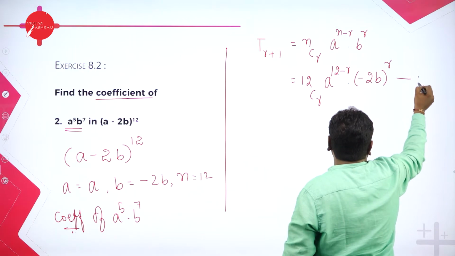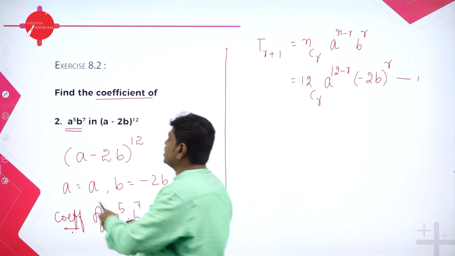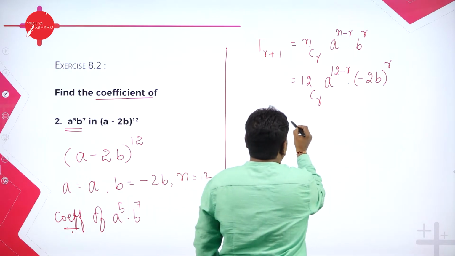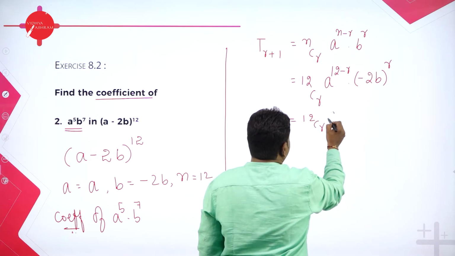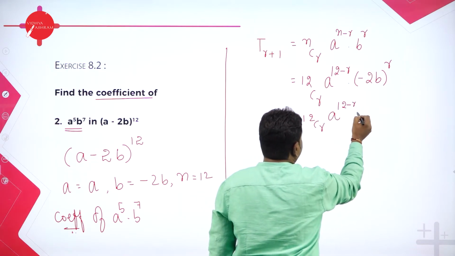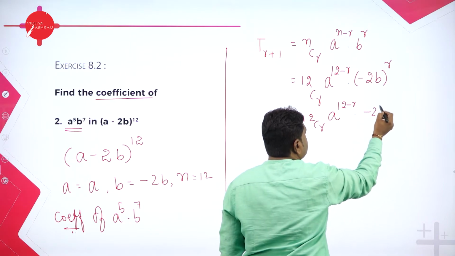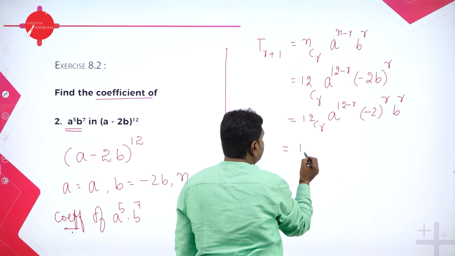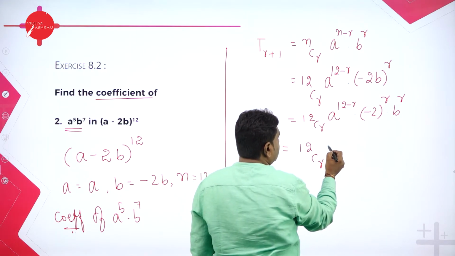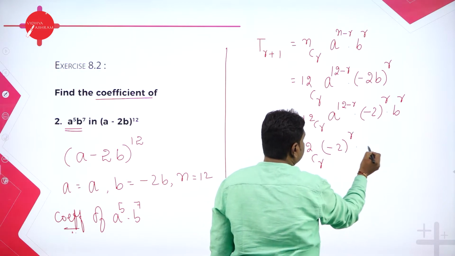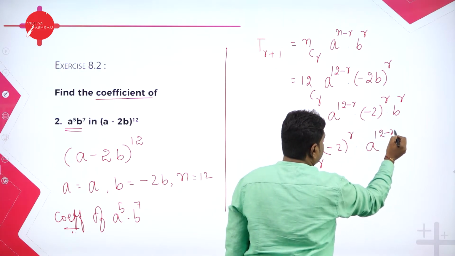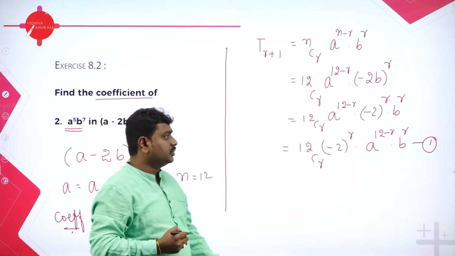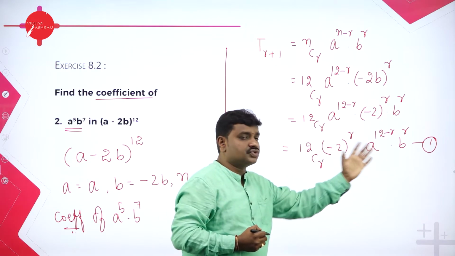So now call this an equation. Further you can simplify this. Minus 2 also I can simplify. Take r inside: minus 2 power r, b power r. And see now I'll group 12Cr and minus 2 power r separately, and a power 12 minus r and b power r separately. I'll call it equation 1. So if you observe, I have taken the other things out and these two.